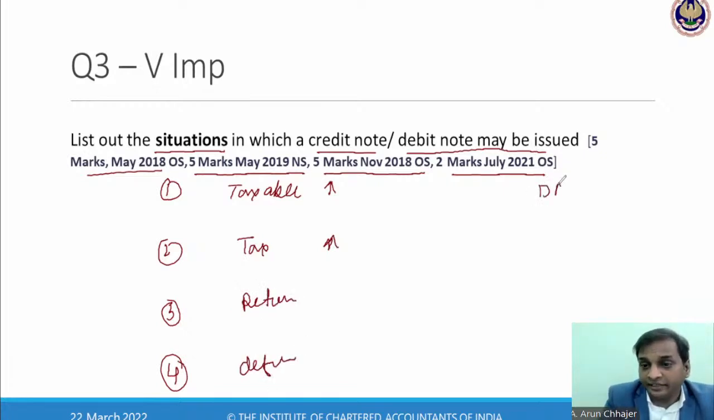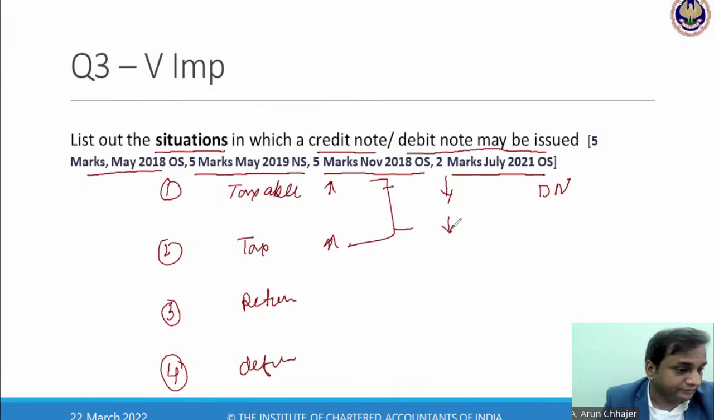And what is the debit note? Only the first 2 situations: taxable value or tax has been charged or reported at a lesser amount. You need an example? You need an example.